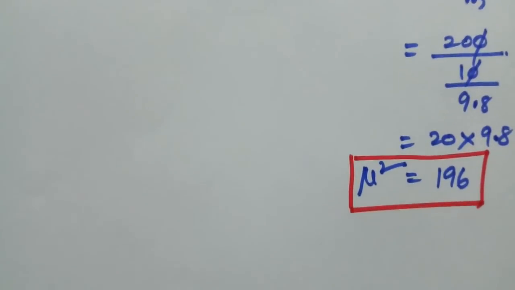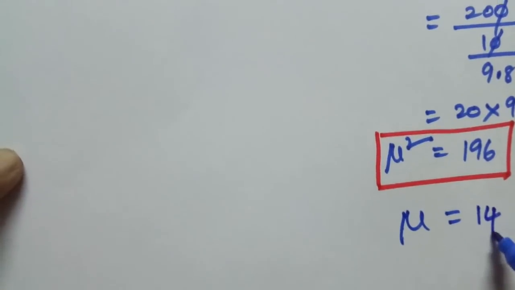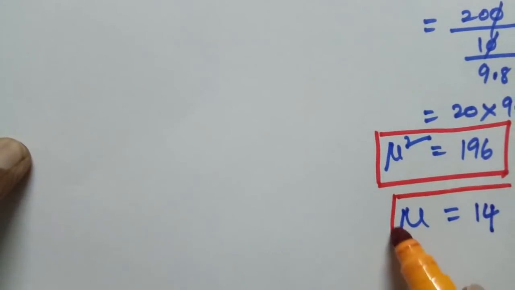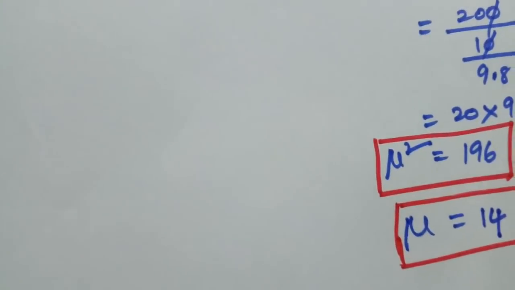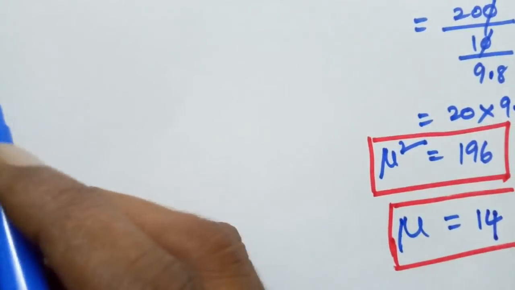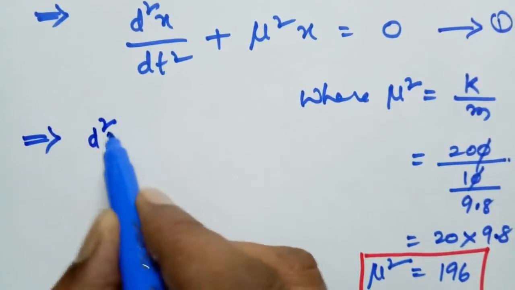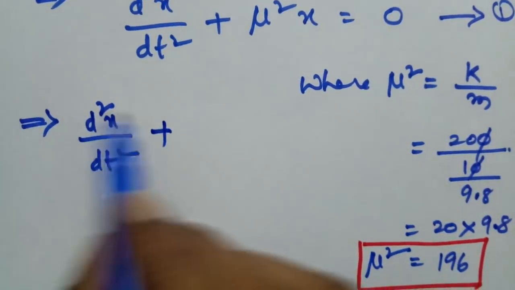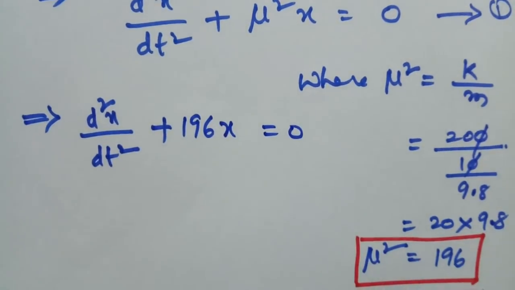Therefore mu is equal to square root of 196, 14. Mu is equal to 14. Therefore substituting these values in equation 1, this implies d square x by dt square plus mu square value 196 into x is equal to 0.